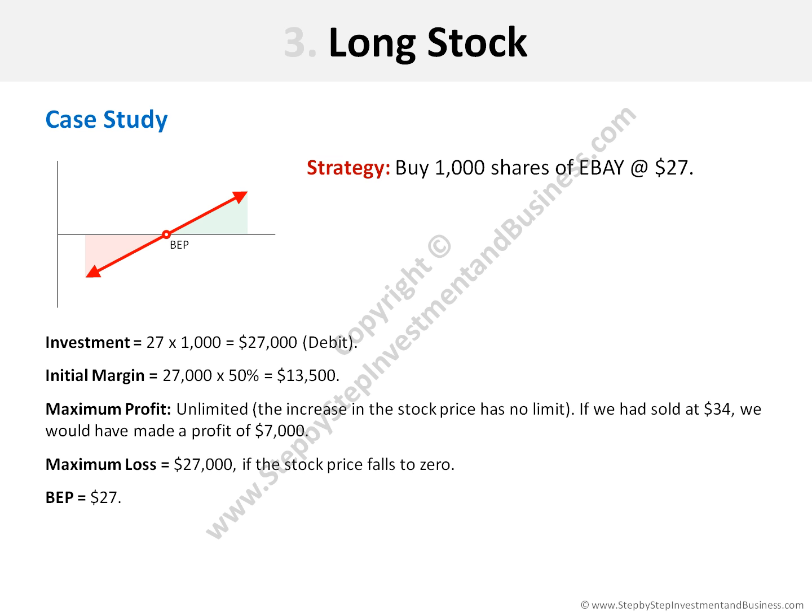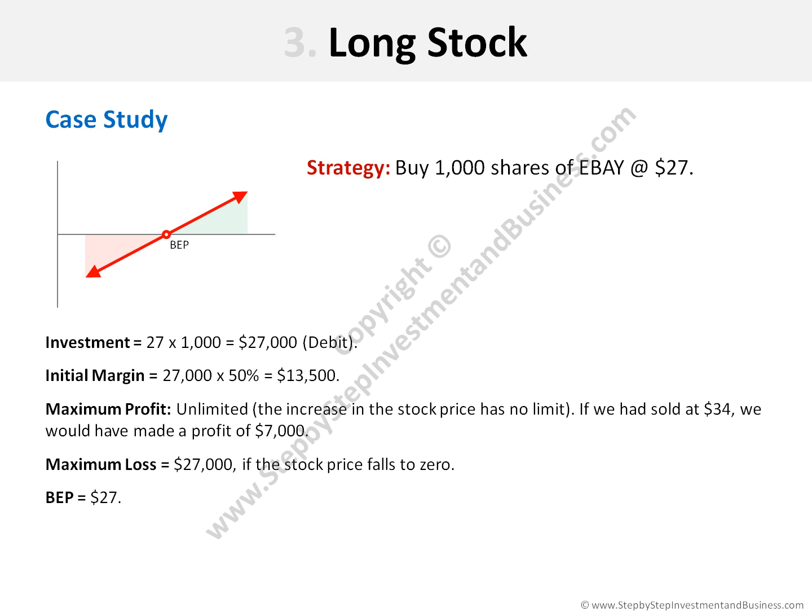The strategy consisted of buying 1,000 shares of eBay at $27 each. Therefore, our investment is equal to 27, which is the purchase price, multiplied by 1,000, which is the number of shares. That is a total of $27,000. This money is debited from our account. The initial margin required is equal to 50% of the cost of the shares, that is, $13,500. This is the minimum amount of money that must be deposited into our account in order to open the position.